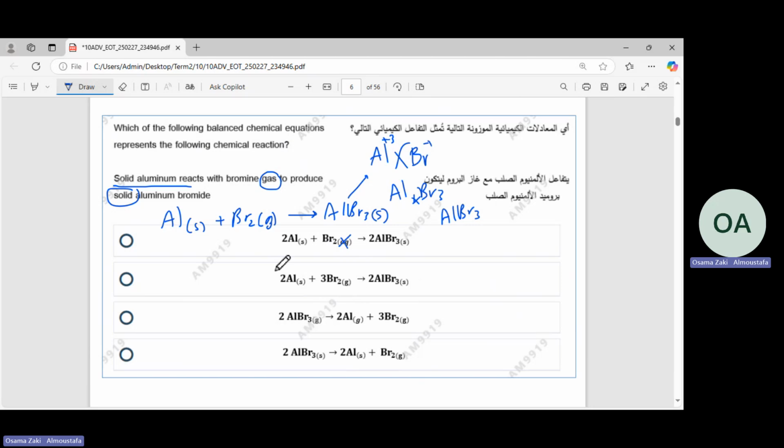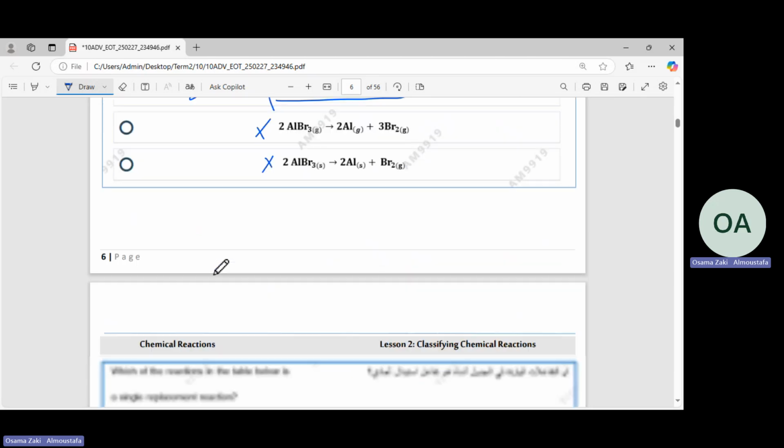AlBr3 produces, no, they are what? This is their products, not the reactant. So this one is not correct. This one is not correct. So this is the correct answer. Let's check. 2Al, 2Al. 3 times 2, we have 6Br. 2 times 3, we have 6Br. So this is the correct answer.